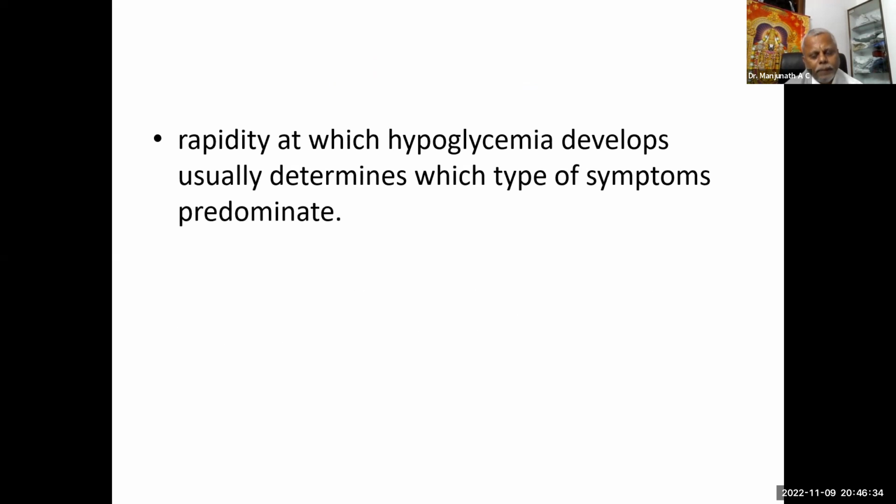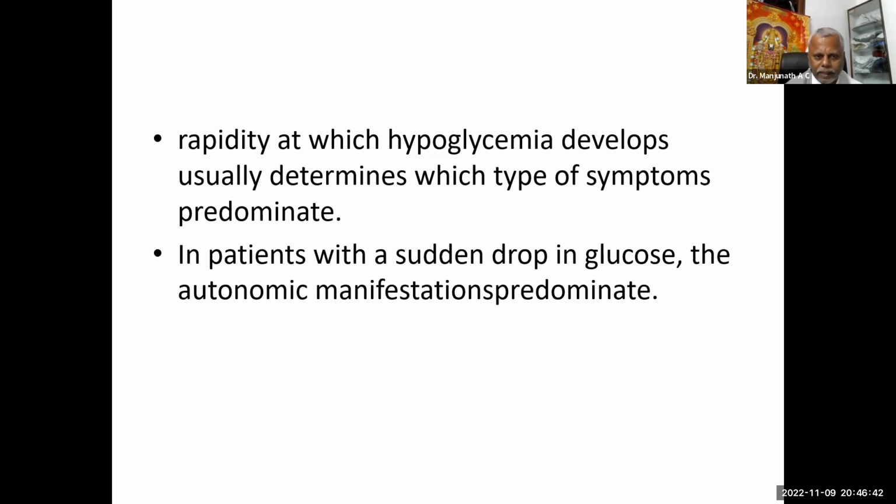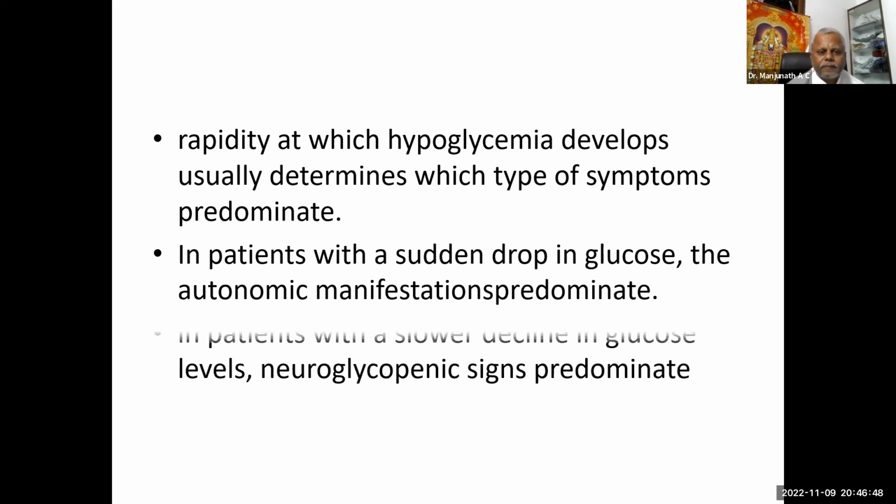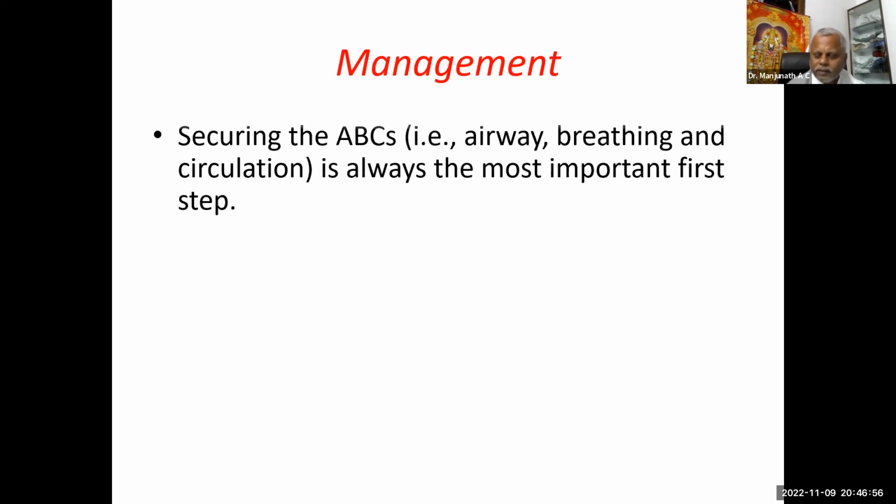The rapidity at which the hypoglycemia develops usually determines which type of symptoms, that is neurologic or autonomic. In patients with a sudden drop in glucose, the autonomic manifestations predominate. In patients with a slower decline in glucose levels, neuroglycopenic signs predominate.